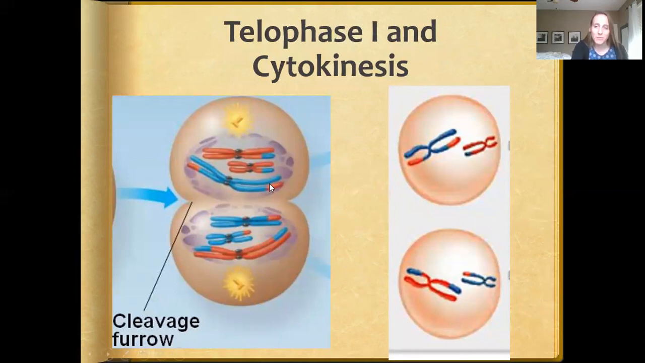So yeah, that's just kind of what this looks like. So you still have double-stranded chromosomes, but you would have, in this case, started with 3 pairs of chromosomes in the middle, so 6 chromosomes in total in the middle. Now we have 3 on each side, and you have the pinching in of the cell membrane until it fully separates.